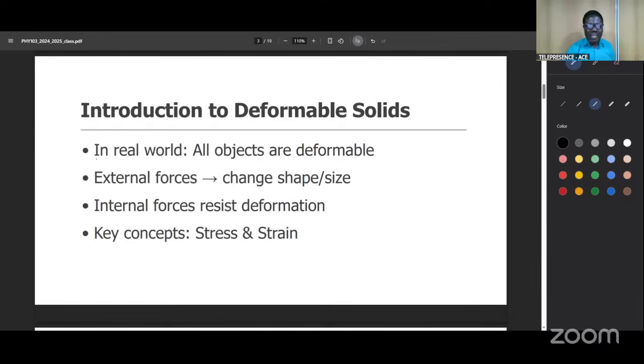Someone is asking that I've not changed the slide. Yeah, I've not. I will change the slide, but I'm still talking to what is before us.